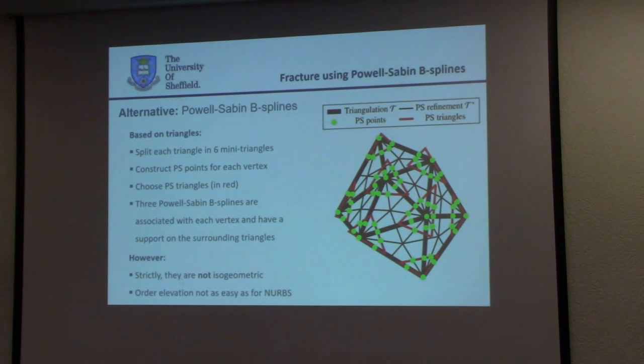Now finally, B-splines constructed on triangles. So here we have the big black triangles, where we have just a normal linear interpolation. And we split each of these triangles into 6 mini triangles. And then we construct these green points, and we make red triangles around each of these nodes. And then on these red triangles, we can construct splines, which are then smooth across these elements.